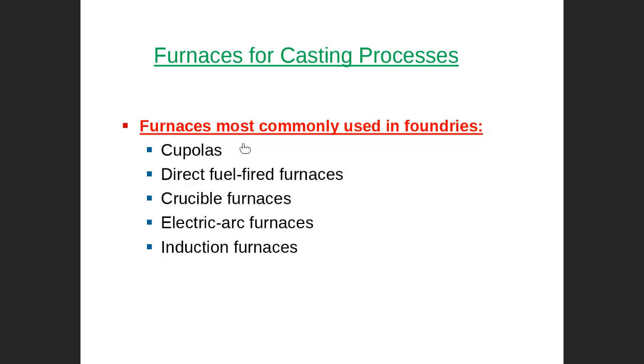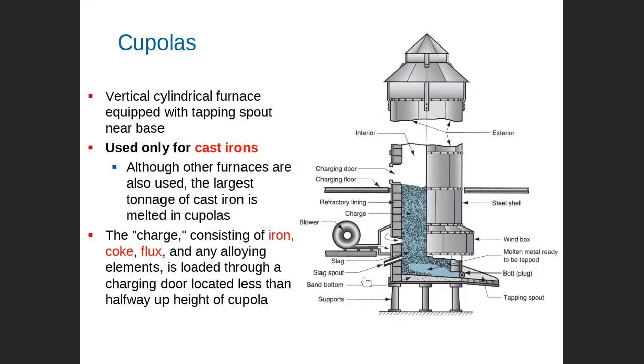There are many furnaces being used in industry for melting and casting material, but commonly we have the cupola furnace, direct fuel fire furnace, electrical furnace, and induction furnace. These are commonly used furnaces in industry. We will focus on those, but there are also many other furnaces used in industry. Let's start first with the cupola furnace.